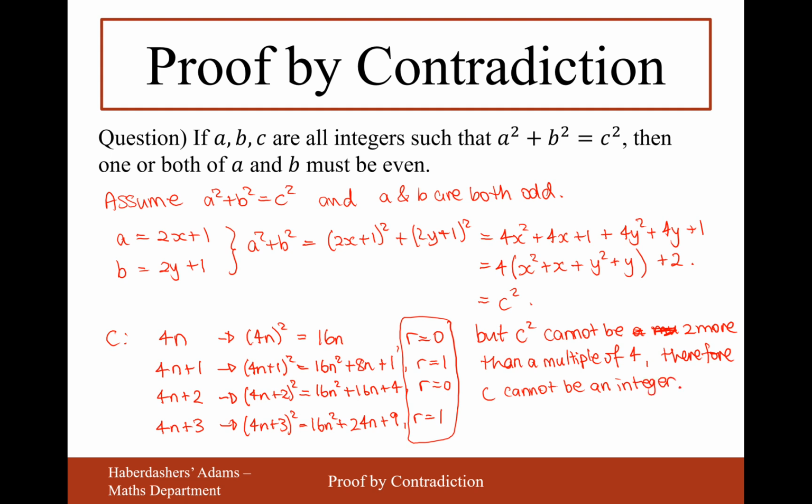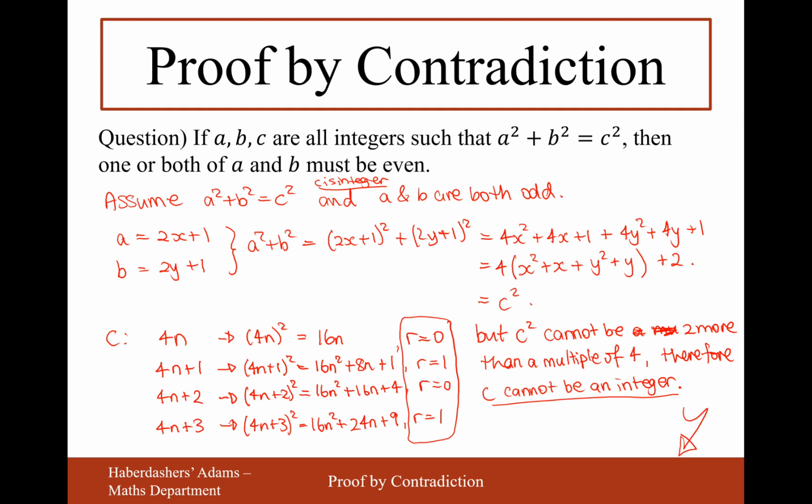C cannot be an integer because there's no integer that, when you square it, will give you 2 more than a multiple of 4. So the contradiction here is that C is an integer. I've got C as an integer in my assumption, and C cannot be an integer. That's where the contradiction is. So boom, there's your contradiction.